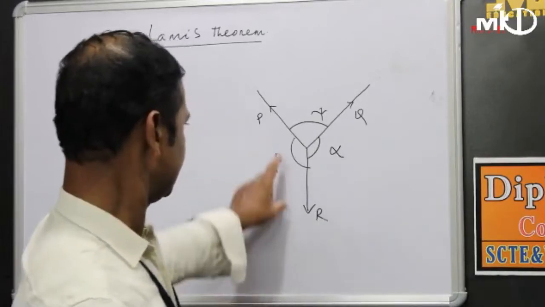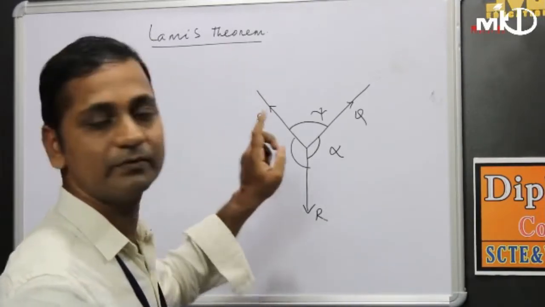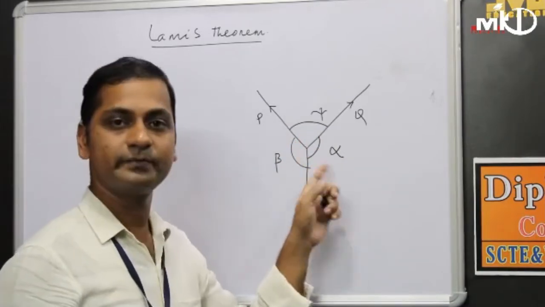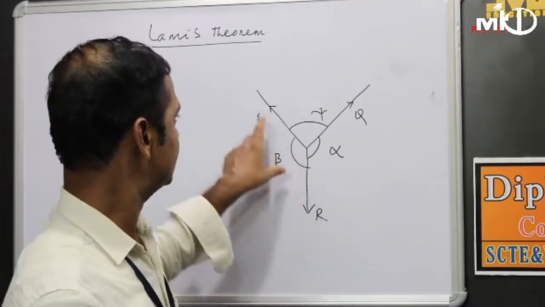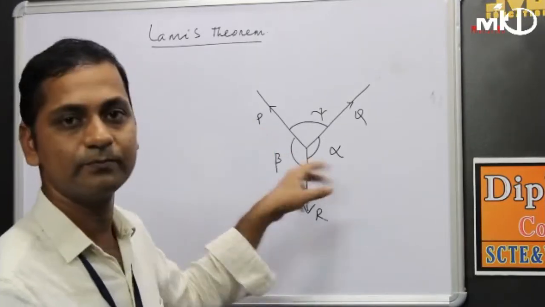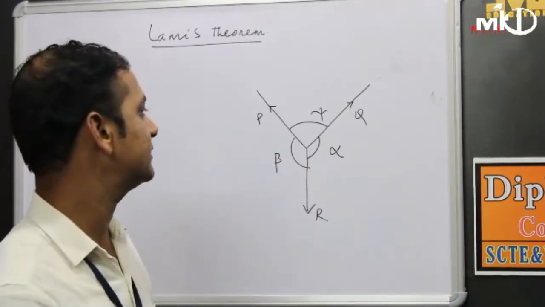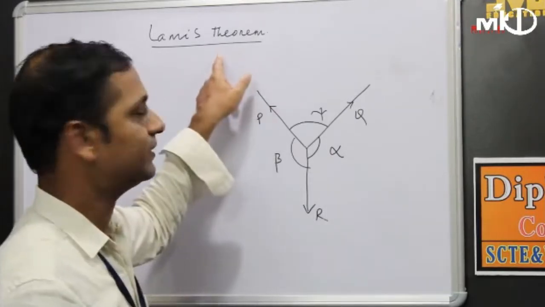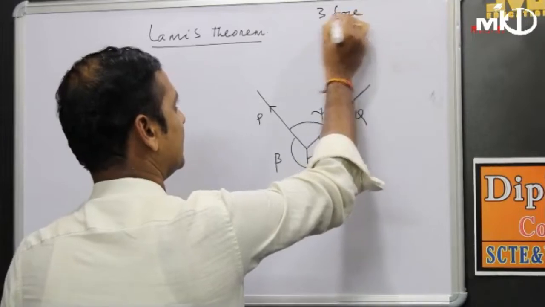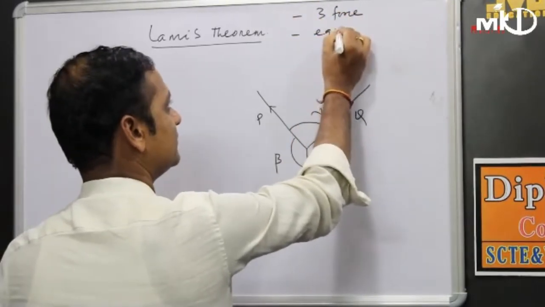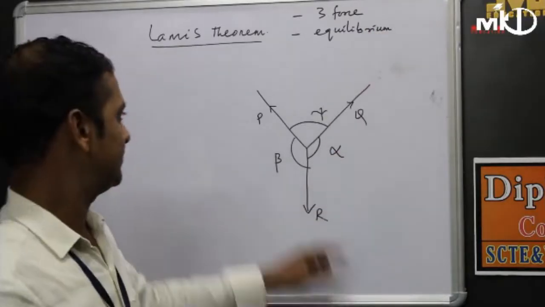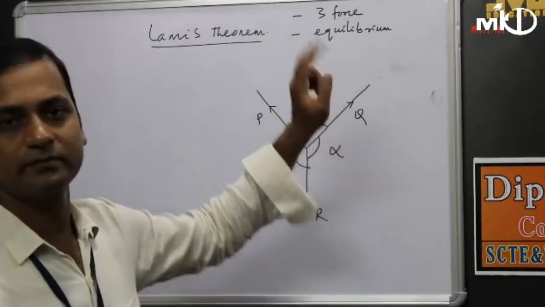Now the condition is that Lami's theorem is only applicable when three forces are acting on the body and that must be in equilibrium. Only three forces, that is the limited case. If the body is acted upon by four forces or five forces and the body is in equilibrium, then we cannot apply Lami's theorem. So the limitation is that only three forces must act on the body, and the second is that it must be in equilibrium. Equilibrium is necessary. So the body must be acted upon by three forces and be in equilibrium.